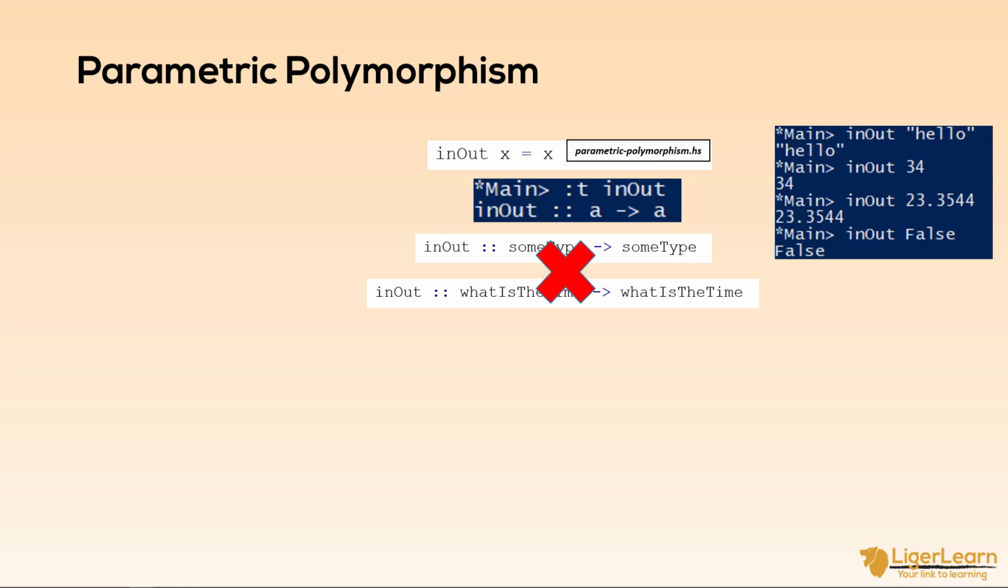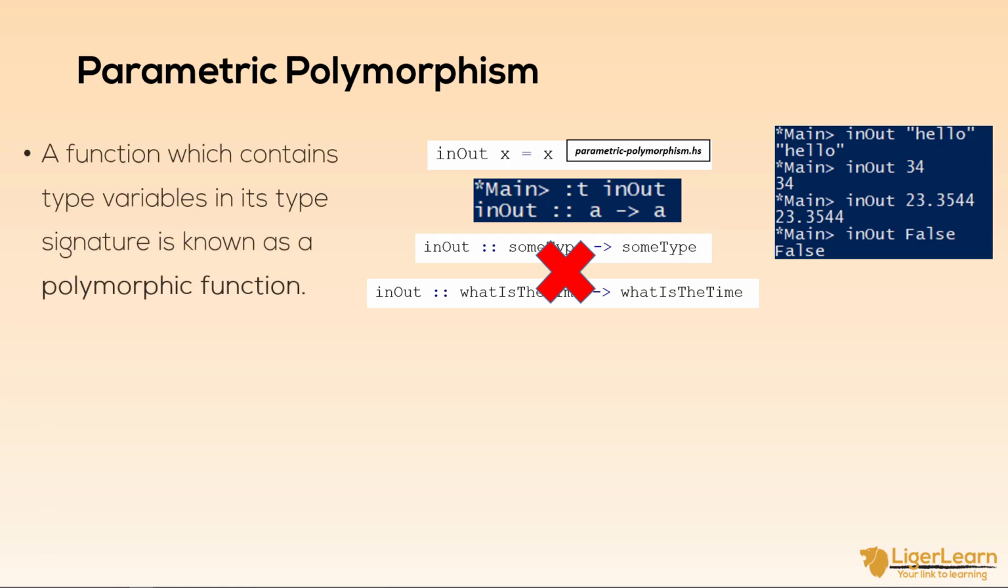One thing that you should definitely note about the a to a type signature is that the same type variable is used as the parameter type and the return type. This puts the restriction on the function that whatever the parameter's type is, it will be the same as the return type. A function which contains type variables in its type signature is known as a polymorphic function. Polymorphic literally means of many forms, which makes sense here since we are talking about functions which will work with any type. And so this can be read as, for any type a, inout takes in an a and returns an a.